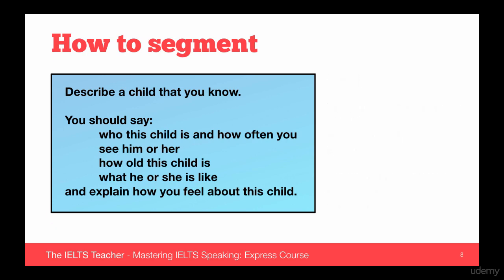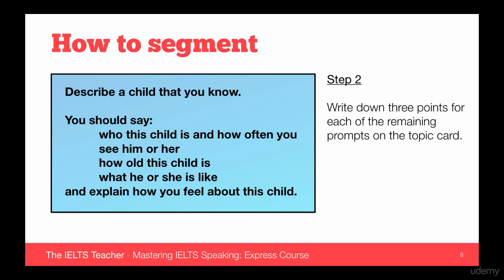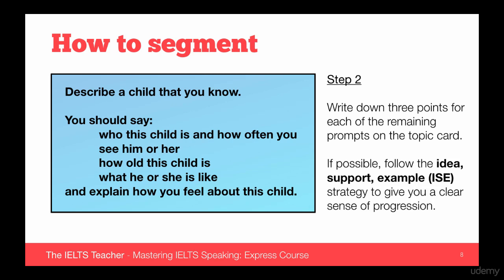Moving on to step 2, this will form the bulk of your talk. This is a case of writing down 3 points for each of the remaining prompts or bullet points on the topic card. If possible, follow the idea, support, example strategy, ISE or ICE, if you want to keep that in your mind, to give you a clear sense of progression.